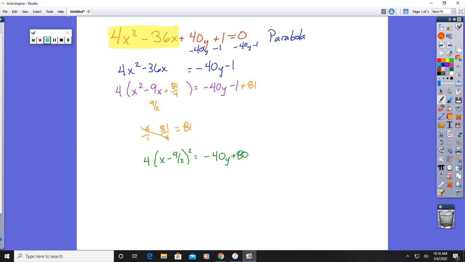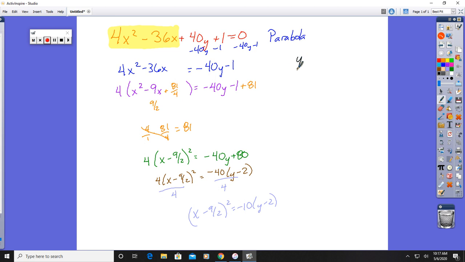Now on the right hand side, I am going to take out a negative 40 because they're each divisible by that, and that turns into a negative 2. So negative times a negative makes a positive 80. Now what I have is 4x minus 9 halves quantity squared equals this. I'm going to get rid of this times 4 out here, so I'm going to divide each side by 4. So I have x minus 9 halves quantity squared equals 40 divided by 4, which is negative 10, times y minus 2.